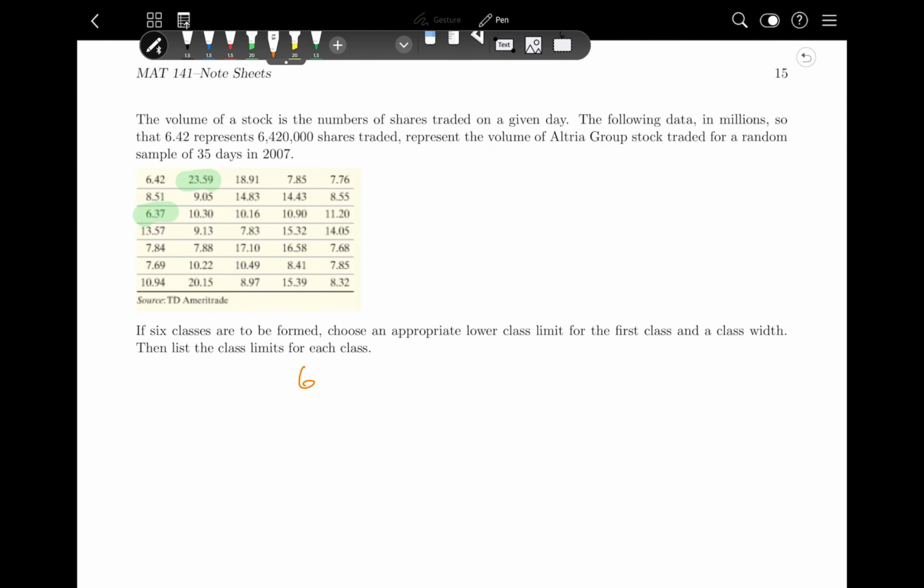And then we need to pick a class width. In most cases on the homework, they're going to tell you where to start, and maybe even the class width, so that you get a fairly good even distribution for these, and so you get the same answer. So then I take 23.59 minus 6.37, and I divide it by the 6 classes they told us to use. Okay, get our class width. So when I get that, I get 2.87, and so I'm going to round up to 3.